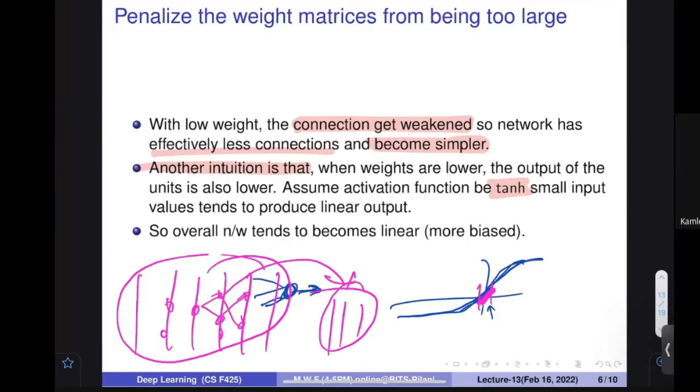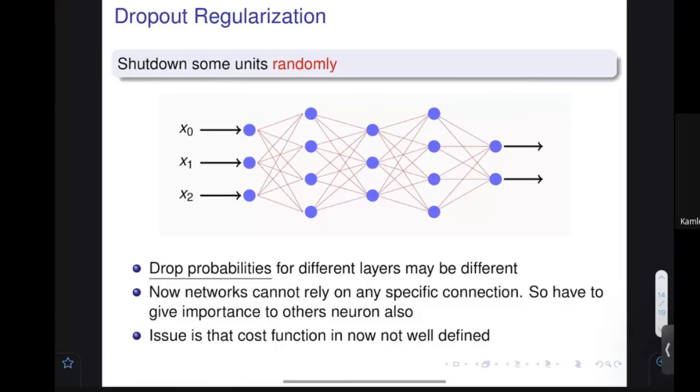But this gives an intuition that if the values are smaller, you are going to get the output in this particular range, and that's why it looks like the network is going to behave in a simpler way. And if it is required, if more data is there, if more training you do, ultimately it is going to be better in itself. Make sense? So our understanding is that the overall network tends to become linear. This is the bias that we want to put into the system: if the network is linear, it is going to be simplified.